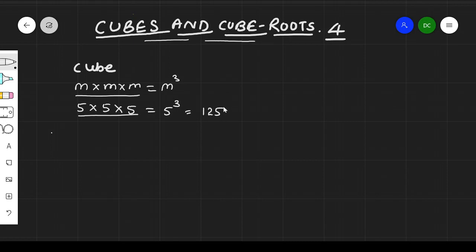Okay, if any number is negative and we have to find the cube, then we can say minus 4 multiplied by minus 4 multiplied by minus 4. So the answer will be negative. Cube of any negative number will always be negative. The answer will be minus 64. So this way we find the cube of any number.